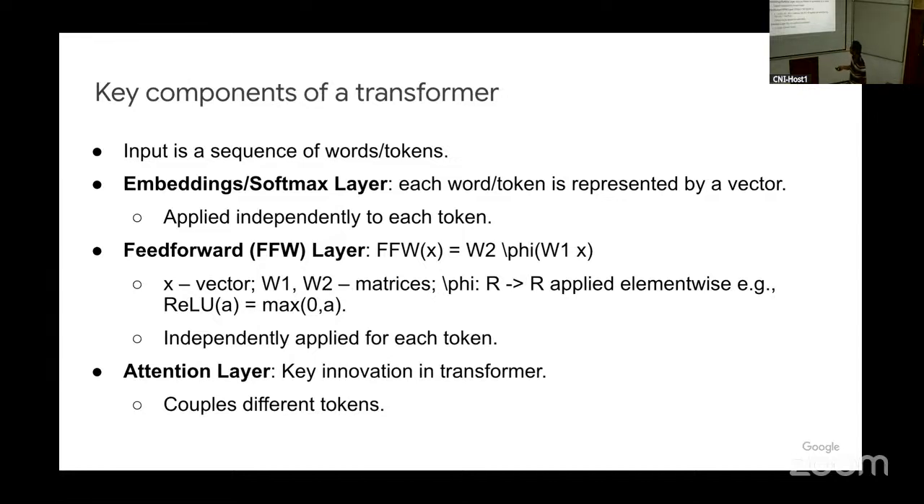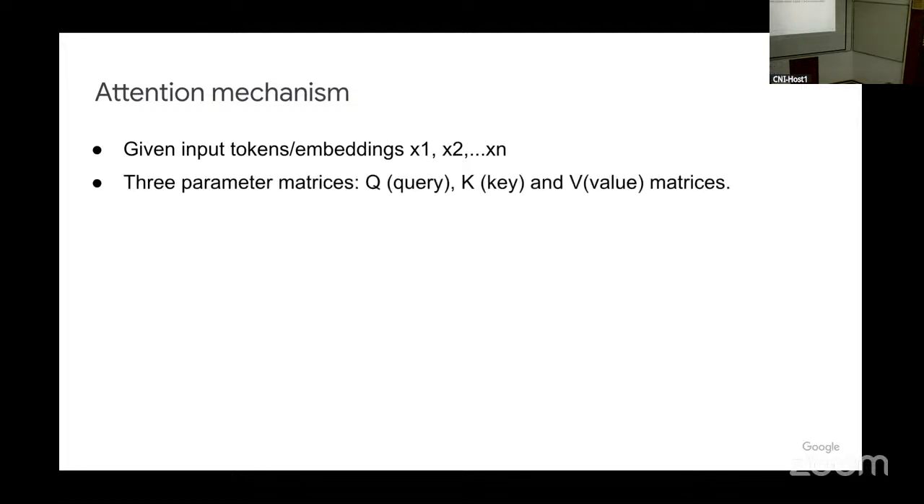So what does the attention layer do? Let's say we are given the input token embeddings of the sequence of tokens, represented by x1 to xn. Each xi is a vector. The attention layer has three different parameters: the query matrix, represented by Q, K is the key matrix, and V is the value matrix. So we have these three matrices, Q, K, and V. And for each of the input token vectors xi, we compute the query, key, and value vectors.